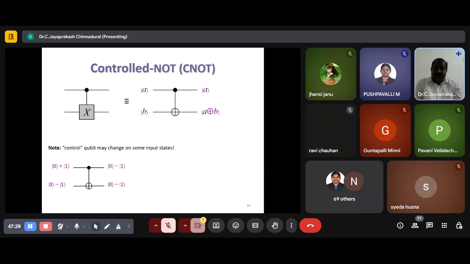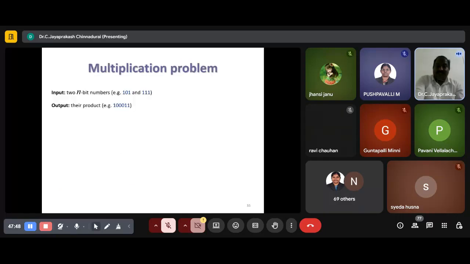The control value cannot change, only the target value changes. The target value already changed to minus 1, and here the control value cannot change, you can represent the same |0> minus |1>. That same thing we can represent in the Hadamard mode. I already told you that the Hadamard and controlled NOT will be the same.